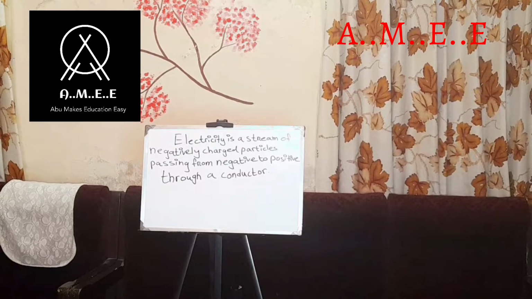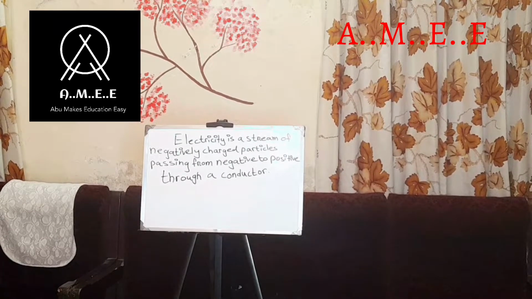You can also write this one. Electricity is a stream of negatively charged particles known as electrons passing from negative to positive through a conductor. This one is also correct. And you can write this one also, that electricity is a stream of negatively charged particles, known as electrons, passing from negative to positive through a conductor. This one is also correct.